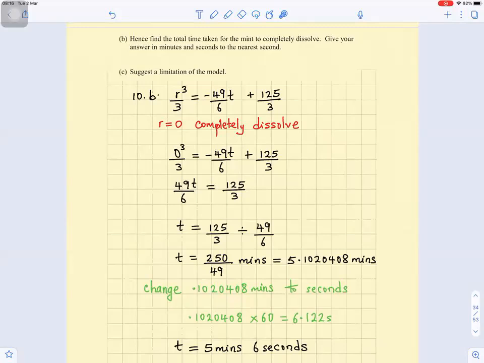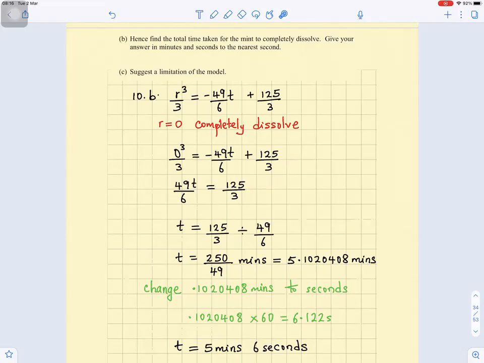For 10b, find the total time taken for the mint to completely dissolve. So that's the equation there. When it's completely dissolved, r is equal to 0. It doesn't exist. If that's the circle there and the radius, when the radius is 0, it doesn't exist. So you put r to be 0, so all of this left will be 0. You take minus 49t over 6 to the right, it becomes 49t over 6 equals 125 over 3.